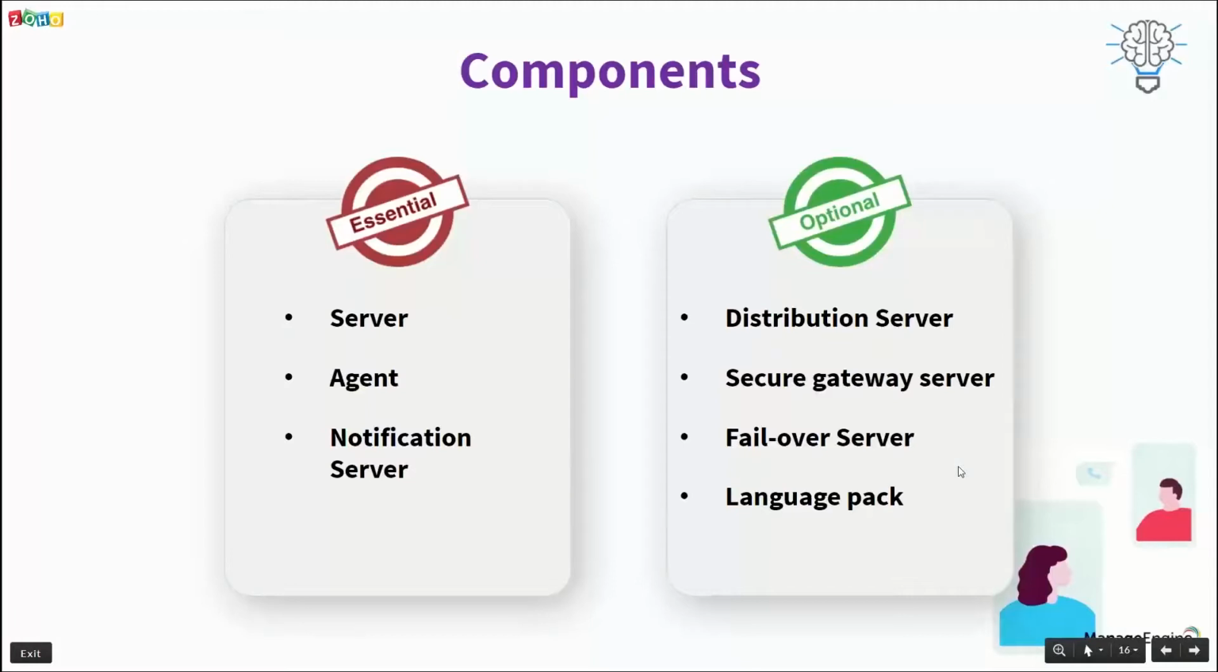So what are the components that you need to run this Desktop Central? There are essential as well as optional components. The Desktop Central Server is the central component that you will install. It provides the interface to the management console. The agent is also an essential component. You need the agent to be installed on the machines that you would like to manage.